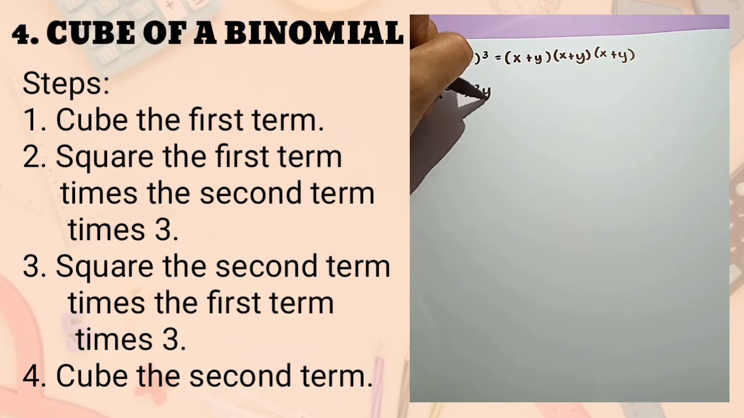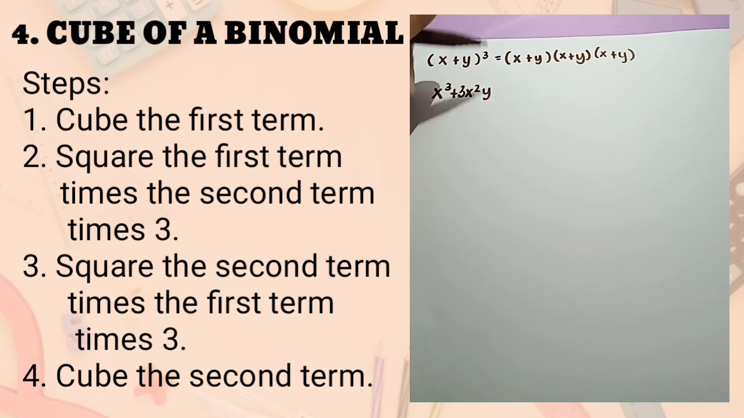Since magkaiba sila ng variable, pwedeng ganito yung ating gawin. So, times second term, times 3. Okay? So, since pare silang may imaginary 1, ilagay na lang natin yung 3, kasi 3 times x squared y ay equals to 3x squared y. Then, ito ay positive.